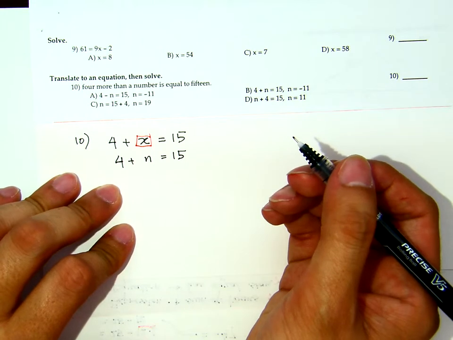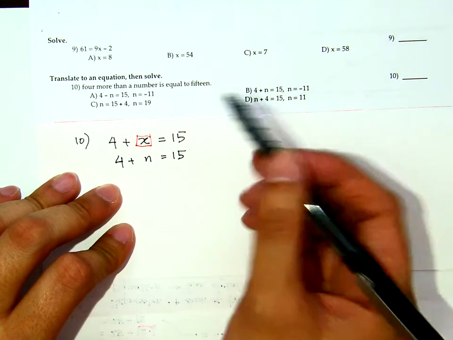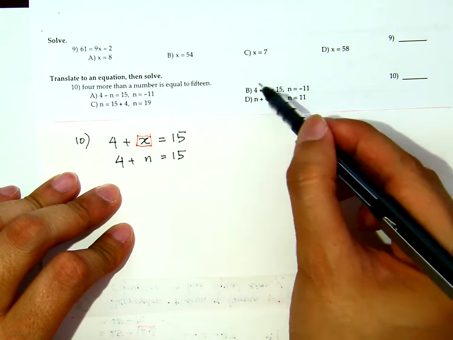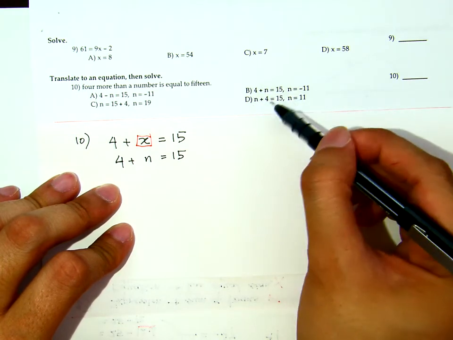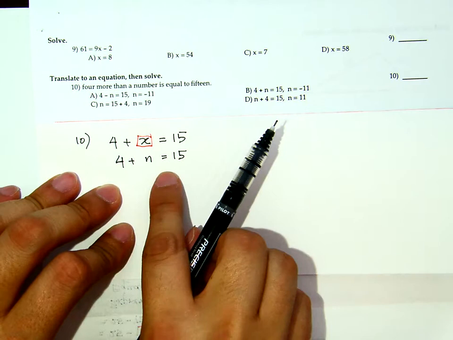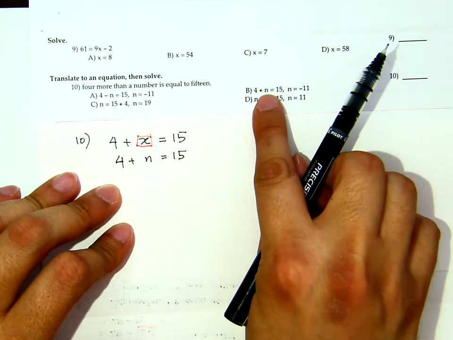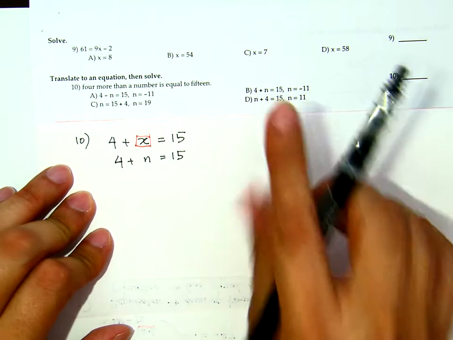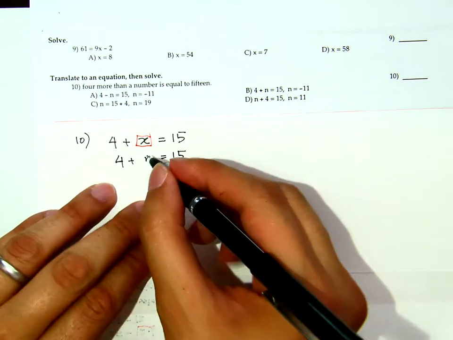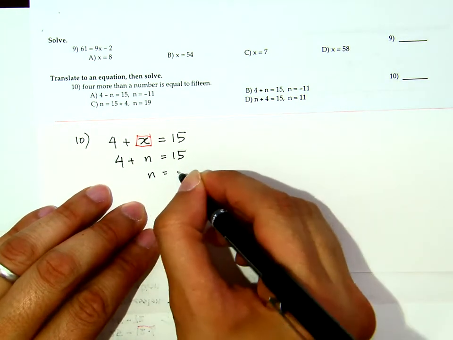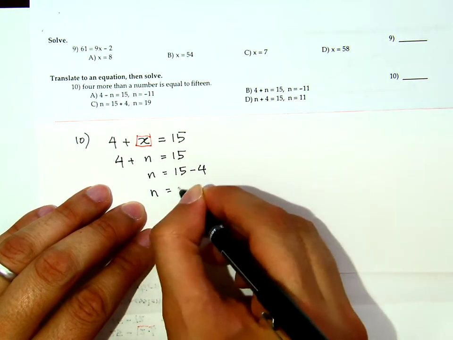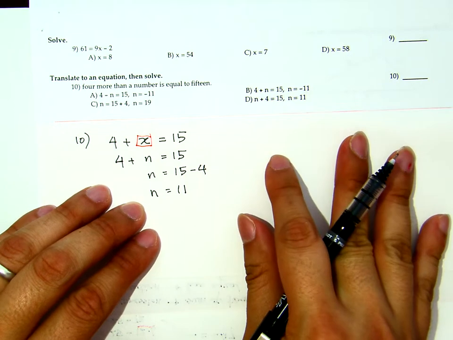Now then, which one matches this? Both of them are the same here, right? Addition is commutative, so either one can be okay. Even though my equation matches part B, part D is actually another way to do it, right? Now let's solve this. You subtract 4 from both sides. n equals 15 minus 4, so n equals 11, right?